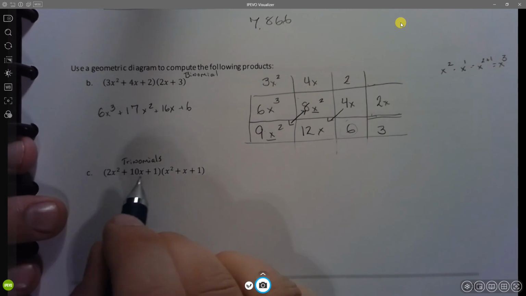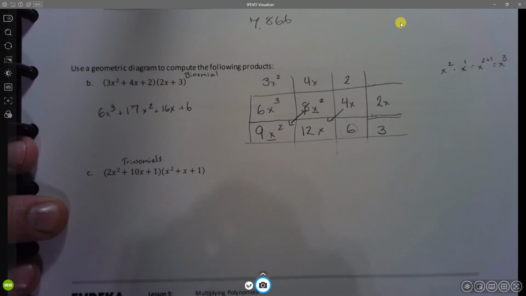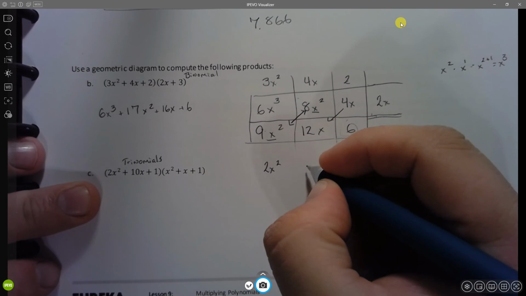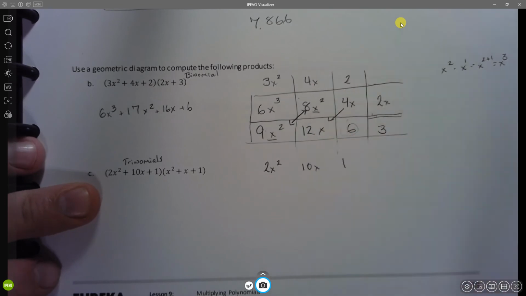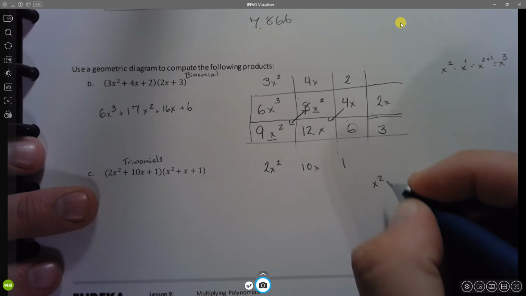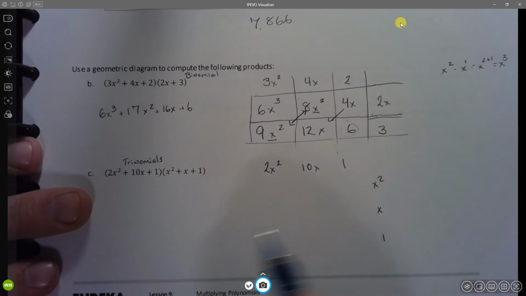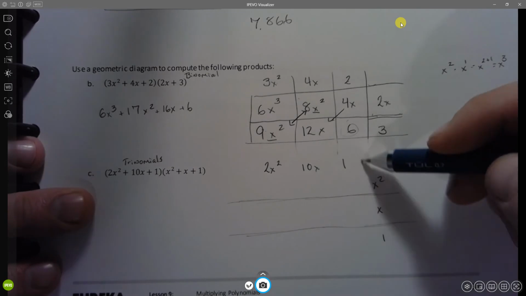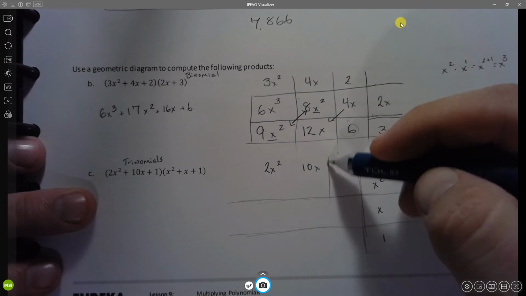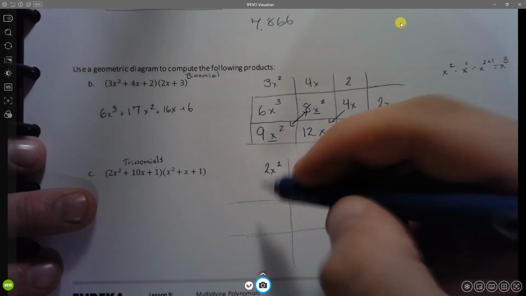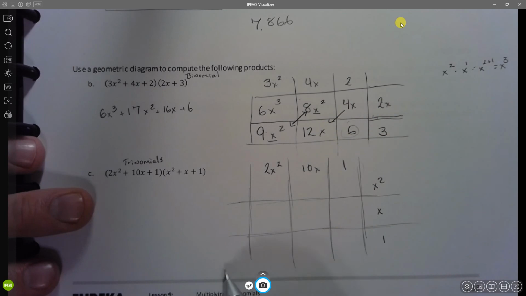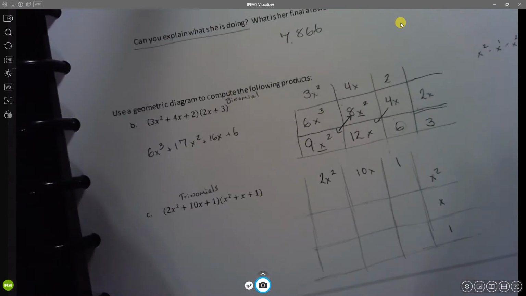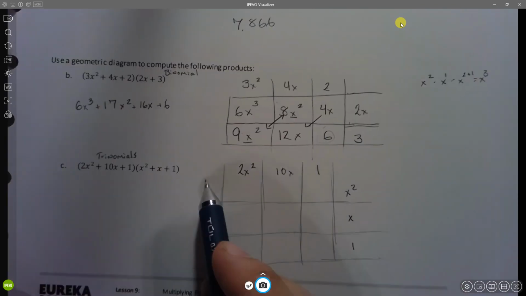So 2x squared plus 10x plus 1 times x squared plus x plus 1. So we do the same thing again. We set up each individual term as its own set, so 2x squared, 10x, and 1. On the side, we do it again, x squared, x, and 1. All right, and then we're going to try to make this look a little bit better than I did the first time. See, a little bit better. All right, so same principle that we got to do, okay? Well, I got to make that look a little, there we go.